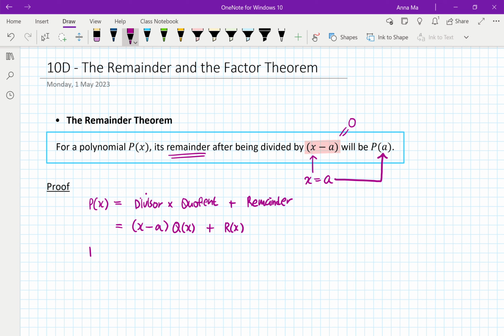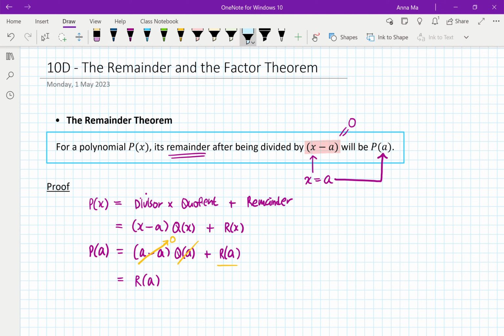If you sub in a into the polynomial, we end up getting a minus a at this point. So that whole thing is going to go to 0, which cancels out the q of a as well. And what are you left with? The remainder. So subbing in a would give me the remainder. Now it says r of a, so that's just whatever expression we have after substituting a.